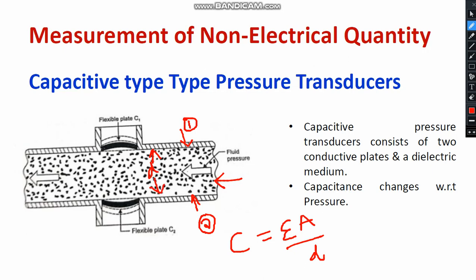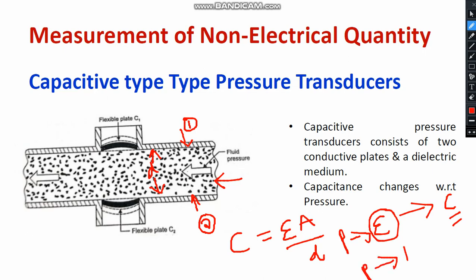Now what will happen? Suppose the value of the dielectric constant is varied; that will directly influence the capacitance, because with respect to the pressure the dielectric constant will change. That will directly influence the capacitance. And also I would like to say that with the application of pressure, the area of the plate may be getting changed.